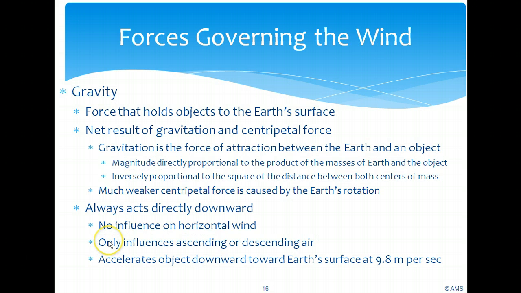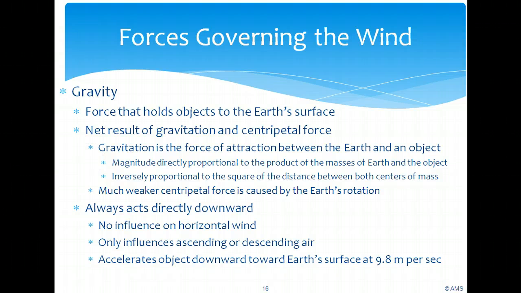One of the things we know about forces that govern the wind is a force called gravity. Gravity always acts directly downward. Because of this, gravity, unlike the Coriolis and friction forces that we talked about earlier, does not modify the horizontal wind. Gravity influences air that is ascending or descending, such as updrafts and downdrafts, and gravity is responsible for the downhill drainage of cold, dense air.